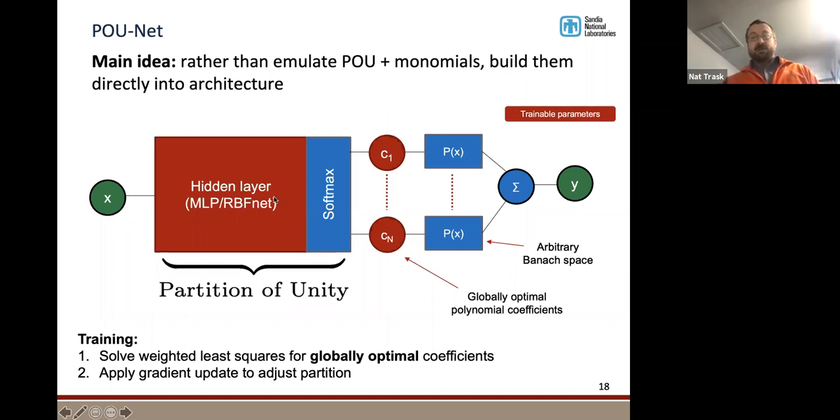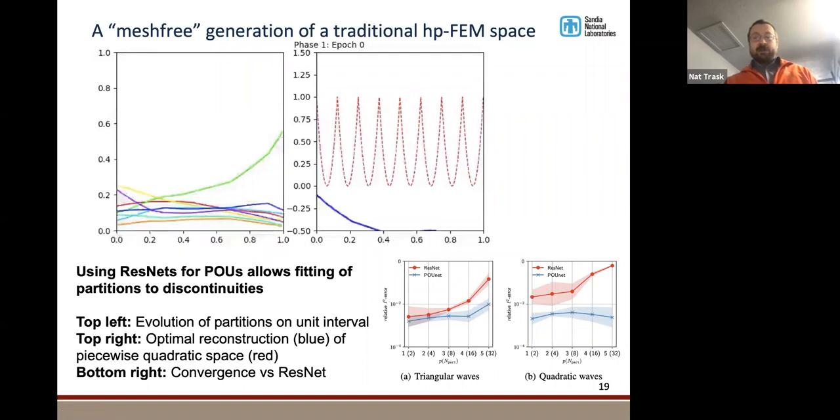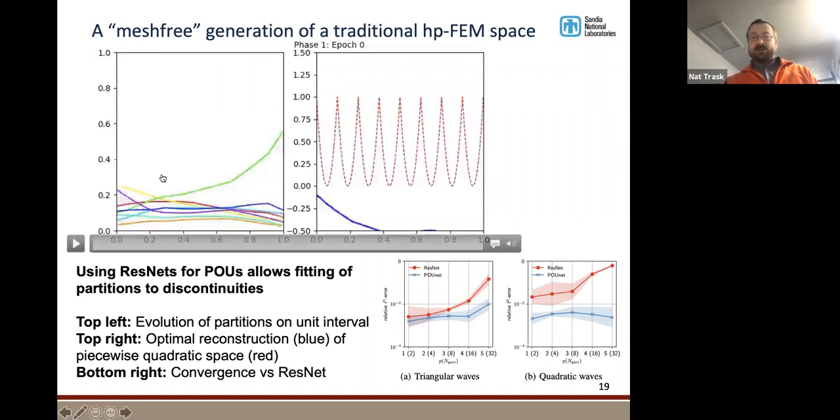Then at the next step of training, we'll do a step of gradient descent. This perturbs your mesh, if you want to call it that. And then you alternate back and forth and back and forth. Okay, so here's a little movie, just giving you a sense of how it works. We want to regress this red dashed line. It's piecewise quadratic. Blue is our current representation of it. On the left, this is just in 1D, I'm plotting each one of the partitions. The hidden layers are randomly initialized to start, so there's nothing really special to see here, right?